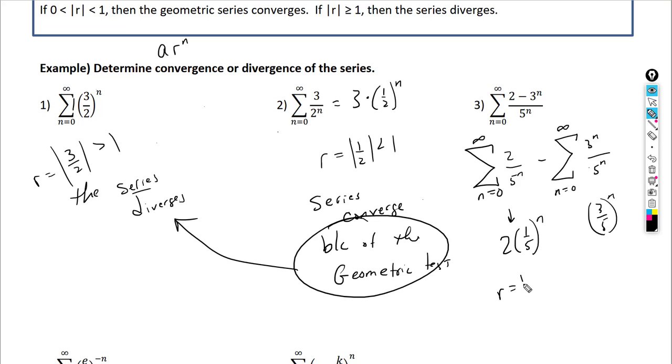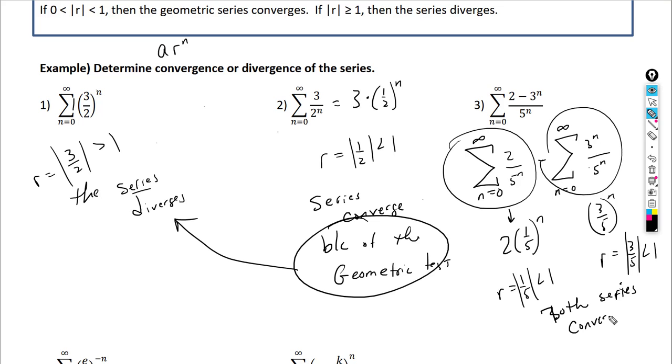Because r in this case is 1/5, the absolute value is definitely less than 1, and then this r is 3/5, the absolute value of which is also definitely less than 1. Because both series that I split this into converge, the original series converges. So I split the single original series into two different series, manipulated it to find the r value in the first one and the r value in the second one. Because both converge, since their r values are less than 1, the original series is going to converge as well. If one converged but the other diverged, then the original series would not necessarily converge, so you'd have to do some more tests when we get that far.